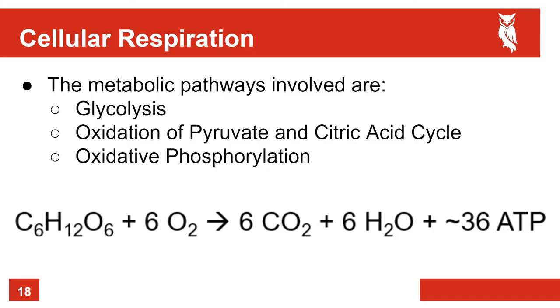Metabolic pathways involved in cellular respiration, there's 3. Glycolysis, oxidation of pyruvate, and the citric acid cycle. And the third one is oxidative phosphorylation. So in AP bio books, they have really complicated names for them. In the regular biology book, it's glycolysis, the Krebs cycle, the electron transport chain. Okay. But as with all things in AP bio, it makes it more complicated.